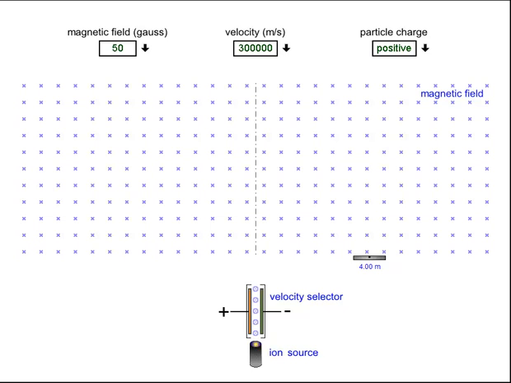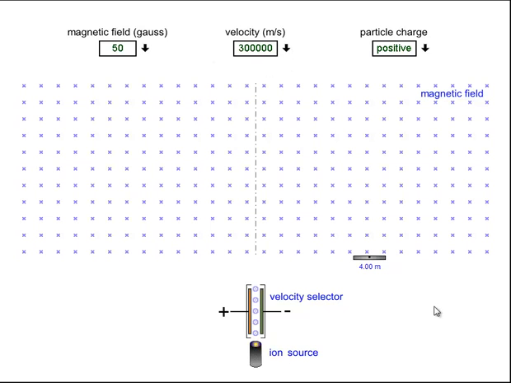Let's examine the physics surrounding a charged particle moving in a uniform magnetic field as shown in the picture. The uniform magnetic field is represented by little x's going into the page, and we've got a value of the uniform magnetic field as 50 Gauss. We're not going to change that value.